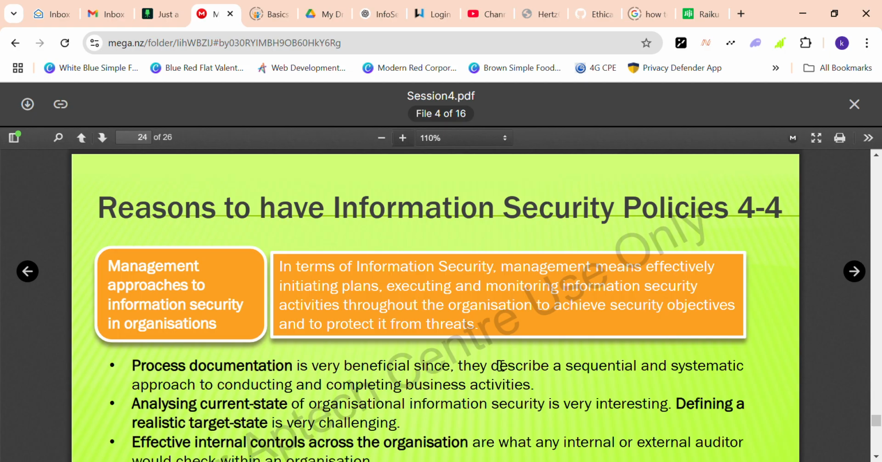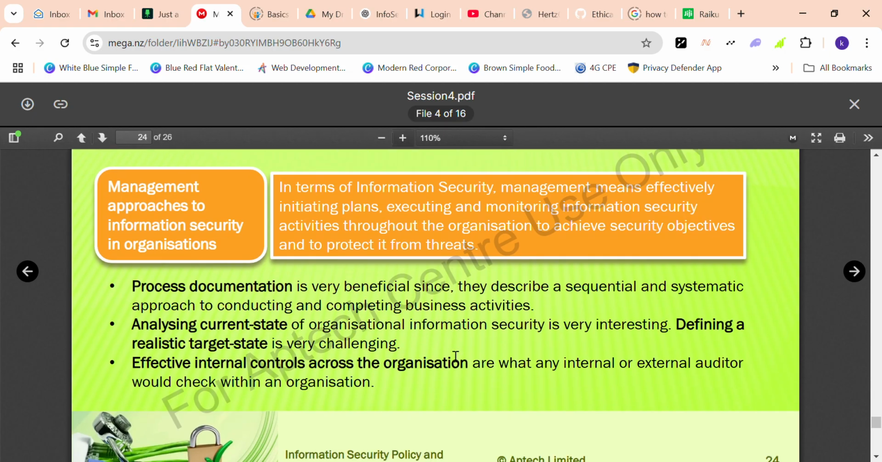That's for that. So we have process documentation. It's very beneficial since it describes a sequential and systematic approach to conducting and completing business activities. And number 2, analyzing the current state of organization information security is very interesting. Defining a realistic target state is also very challenging.